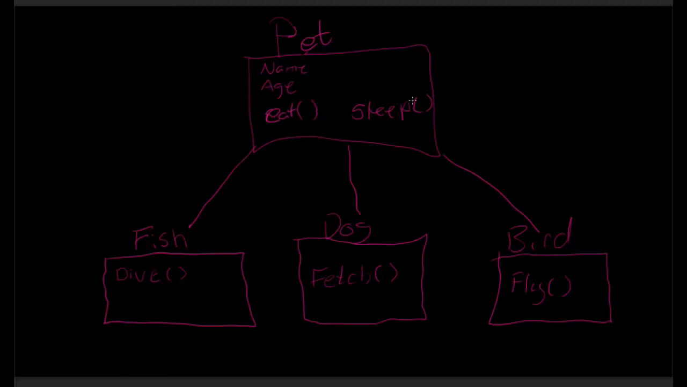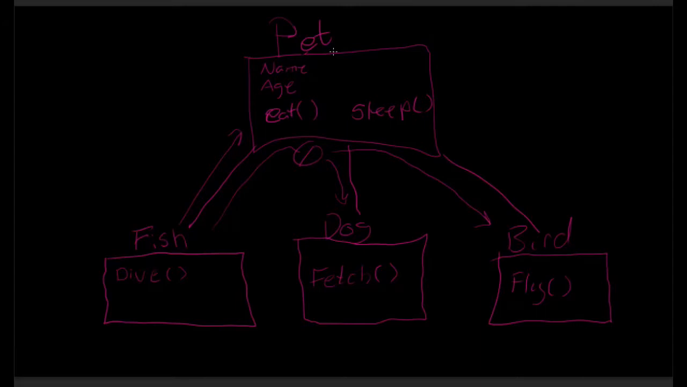But they have their own things. A bird doesn't necessarily fetch, a dog doesn't necessarily dive, a bird doesn't dive necessarily, a fish doesn't fetch, and a fish doesn't fly, and so on and so forth. These are all individual things. So this is what inheritance is. It says that the fish can have whatever's in here, but it can't have what's down in here or what's down in here. It only inherits from the superclass, as they call it.